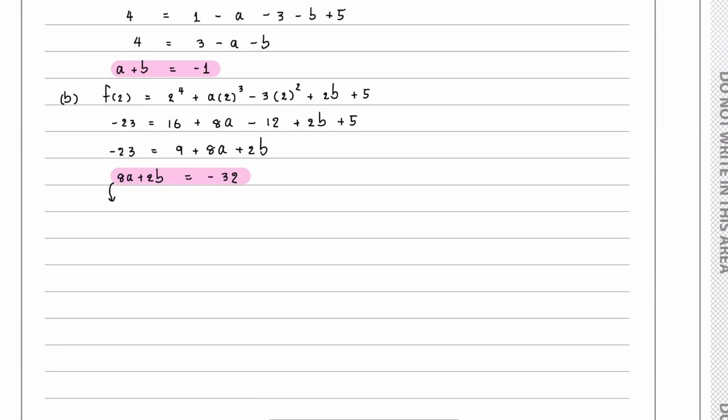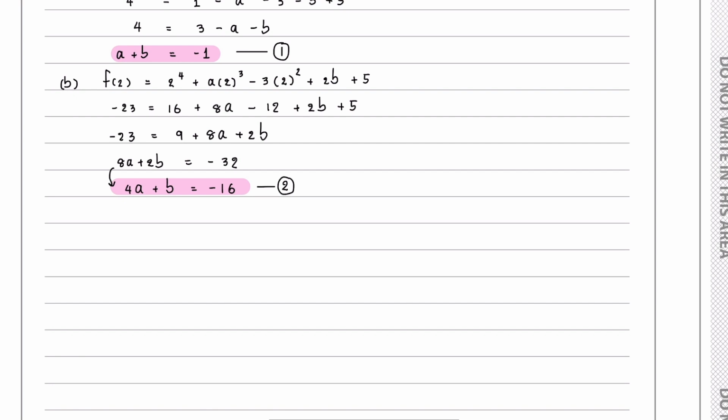Then we can simplify this equation to be 4a plus b equals -16. Then we can consider this equation as the first equation and this one as the second equation. To solve the simultaneous equations, we can just use equation 2 subtract equation 1. So this one will be 3a equals -15. So a is -5 and we find b: -5 plus b equals -1, so b is 4. So the answers are a equals -5 and b equals 4.